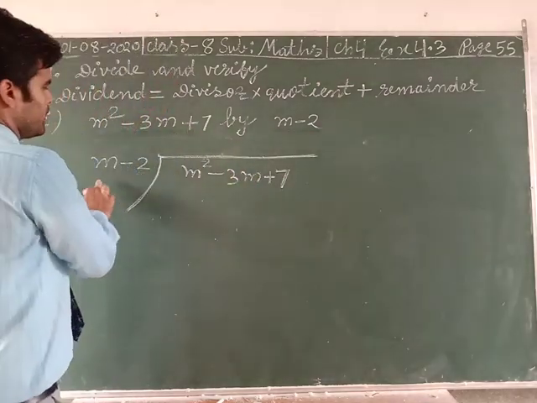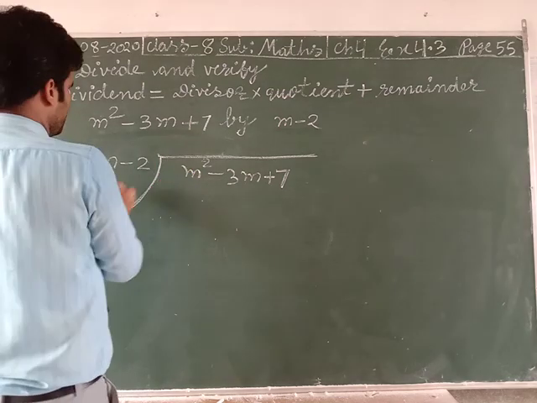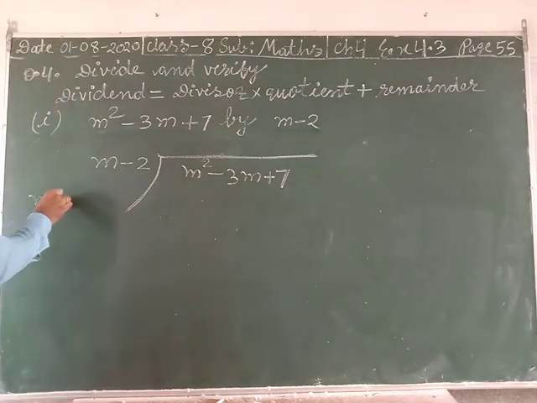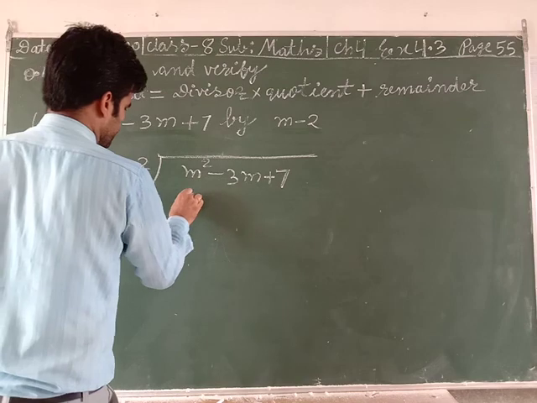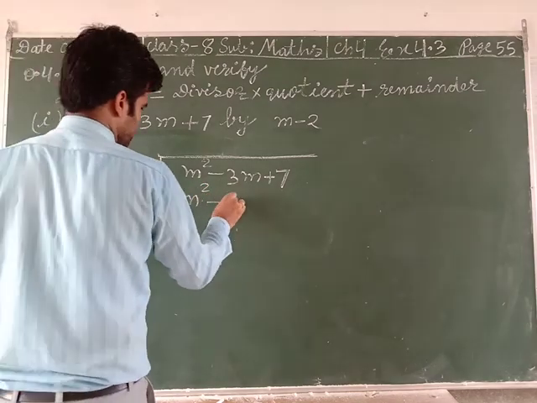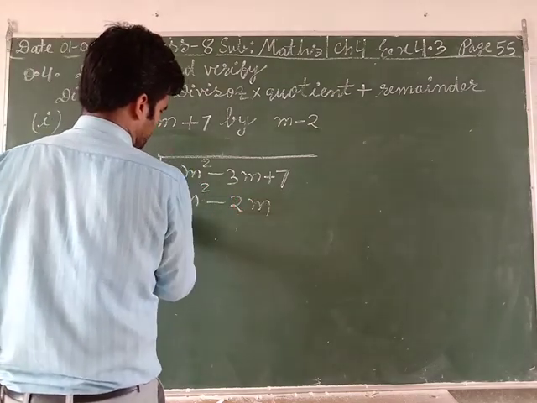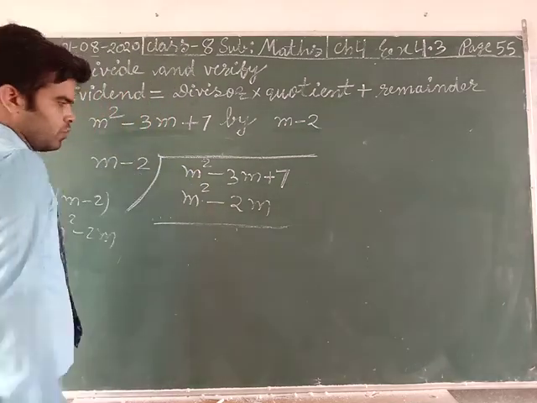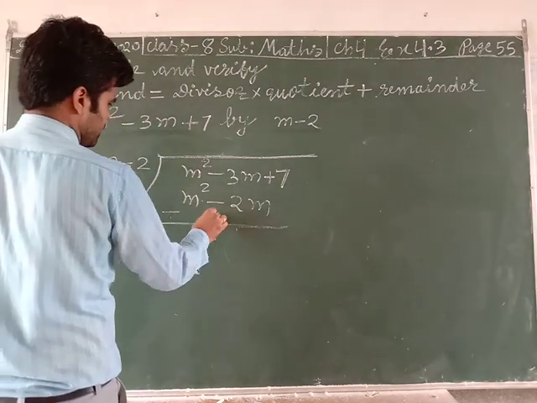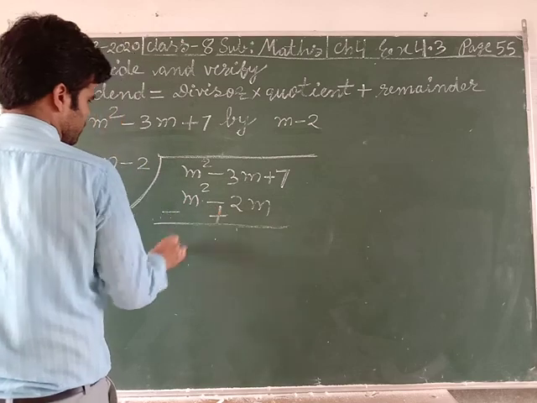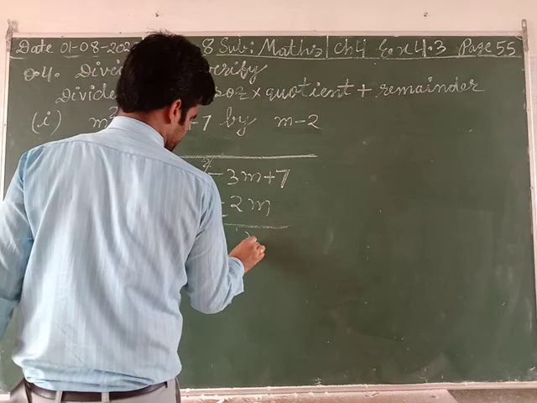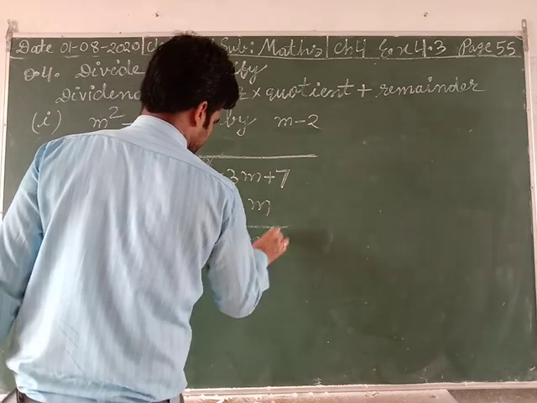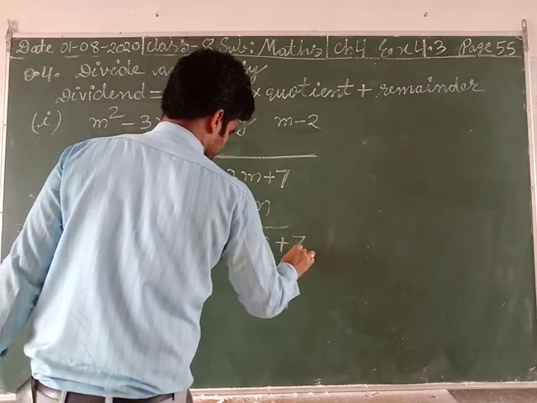m minus 2, here is m and here is m square. So we multiply by m. m into m minus 2 is equal to m square minus 2m. So students, here I write m square minus 2m. Now after that we have to subtract. So I put here minus, and this minus become plus. So students, this minus and this is positive get cancelled, and minus 3m plus 2m minus m plus 7.